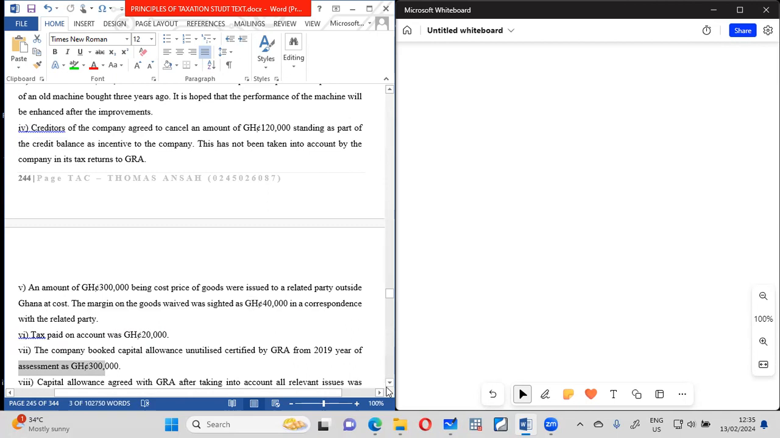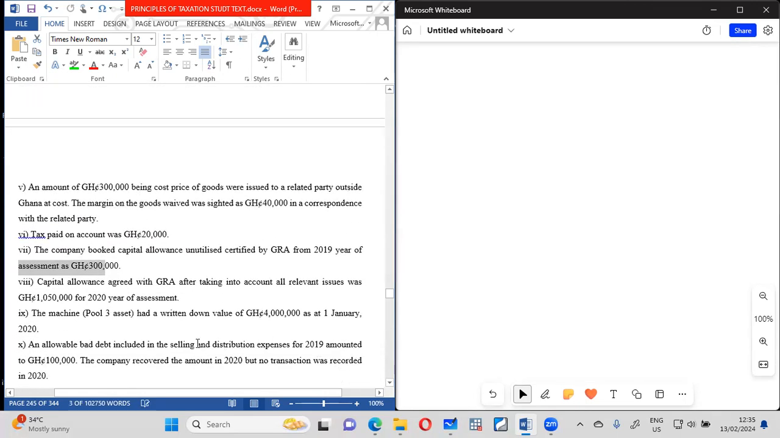All right. Capital allowance agreed with GI after taking into account all relevant issues was this. All relevant issues, that means this one too is included. When there was the new law, if you had old capital allowance, you are allowed to transition the old capital allowance because of the transitioning of the new law. But here the question said that everything has been taken into consideration, even in this one.